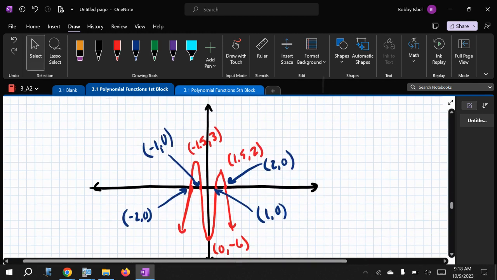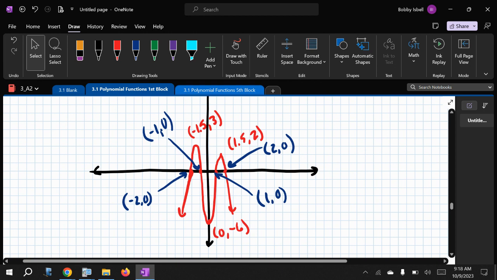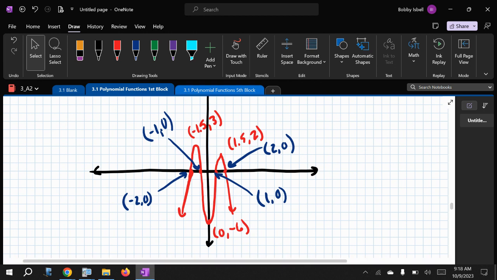So my graph looked like this. I got my x-intercepts, -2, -1, +1, +2. I put those dots on there first. And then it said that it increased from -infinity up to -1.5. So I knew that it was doing this, and that at -1.5, there was a maximum. I put mine at -1.5, +3. I could have put it at -1.5, +1, +167. It doesn't matter there.